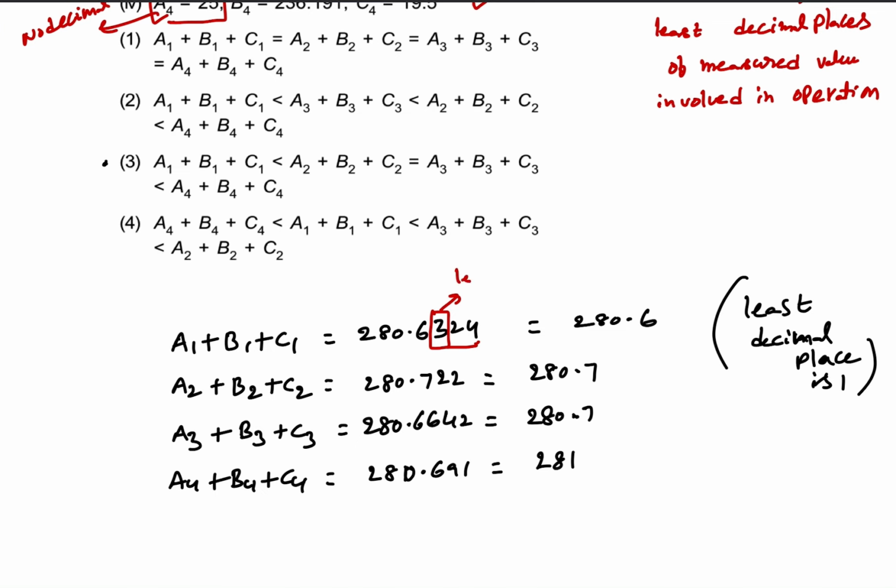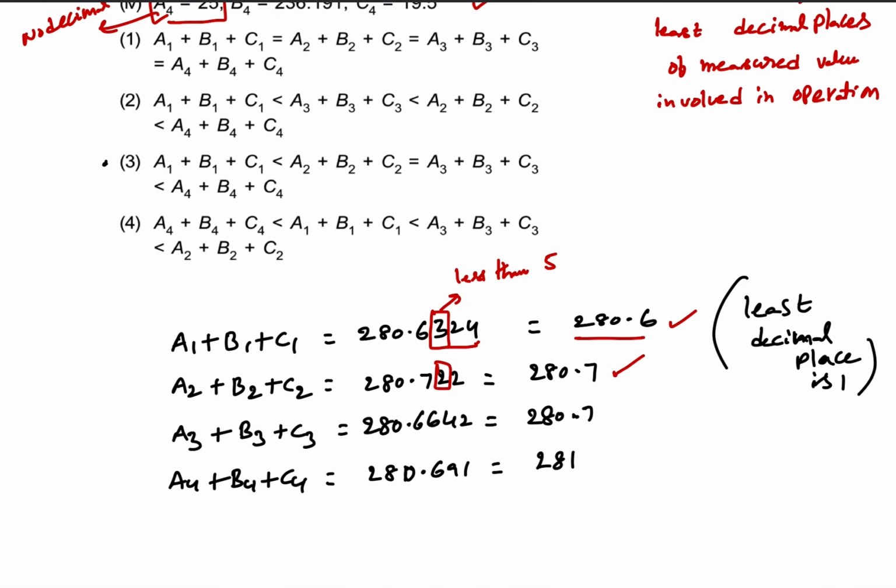280.6324. Now I have to round off this to a single decimal place. So 3 is to be dropped. 3 is less than 5. If it is less than 5, we can write it as 280.6.